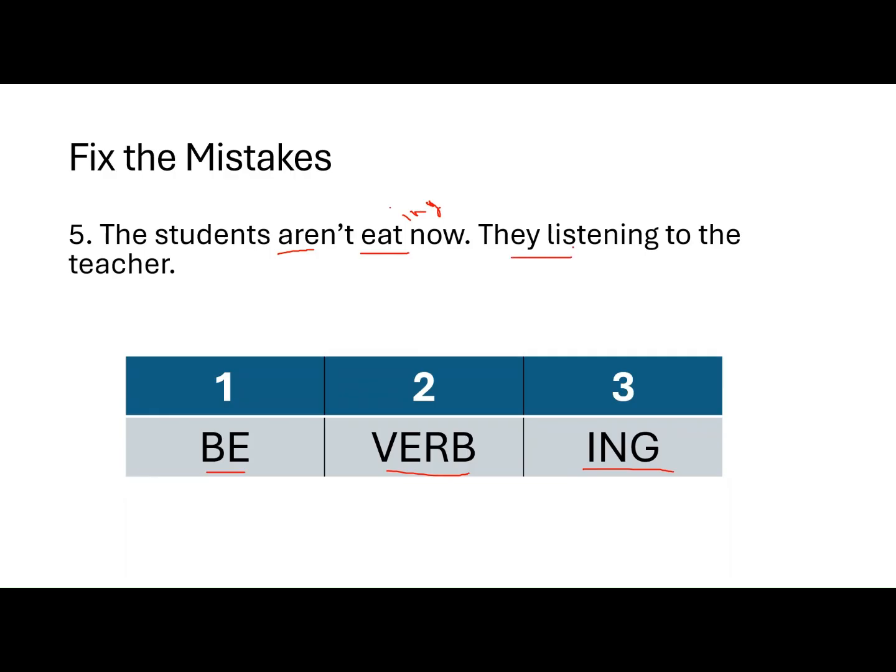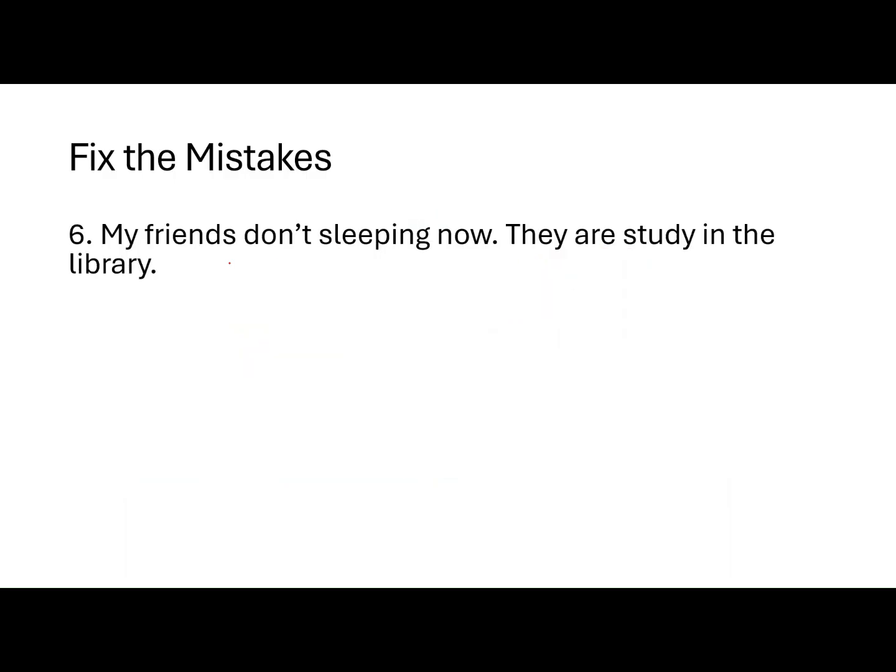And then in the second sentence, I have the verb listen, I have the ing, but I don't have this first part, the verb be. So here I need to put they are. The correct sentence: the students aren't eating now, they are listening to the teacher.